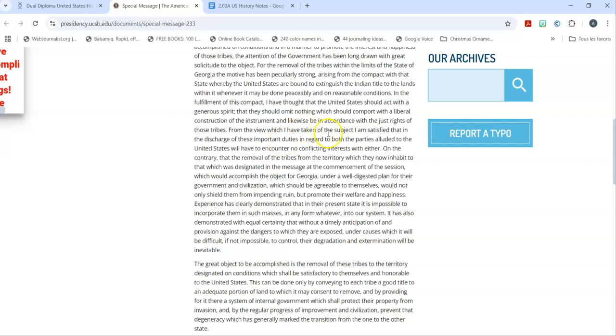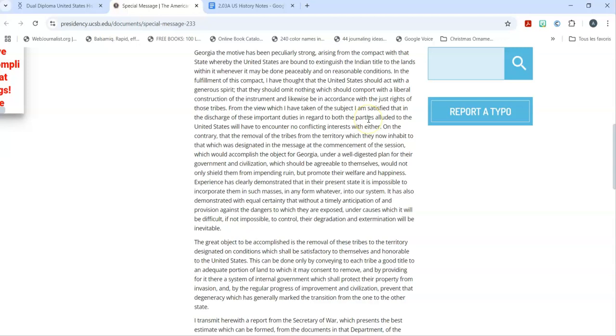From the view which I have taken of the subject, I am satisfied that in the discharge of these important duties in regards to both the parties alluded to, the United States will have to encounter no conflicting interests with either.